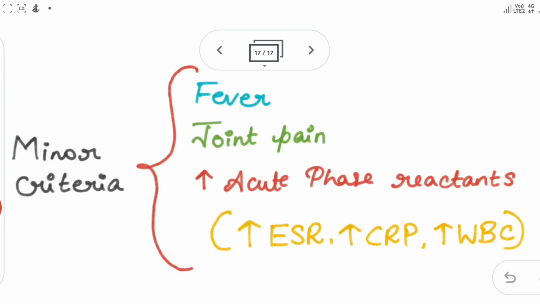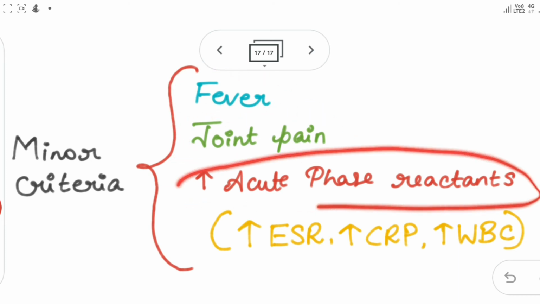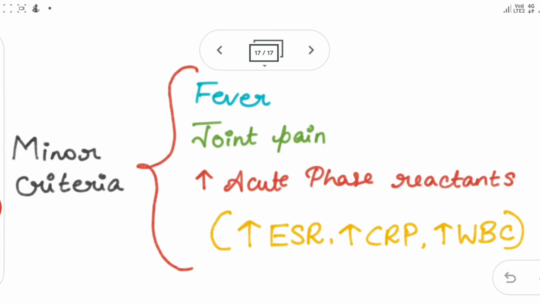Now we'll see the minor criteria, which are fever, joint pain, and increased acute phase reactants. Acute phase reactants are proteins that increase in the blood in response to inflammation, which is increased erythrocyte sedimentation rate, increased C reactive protein, and increased white blood cells.